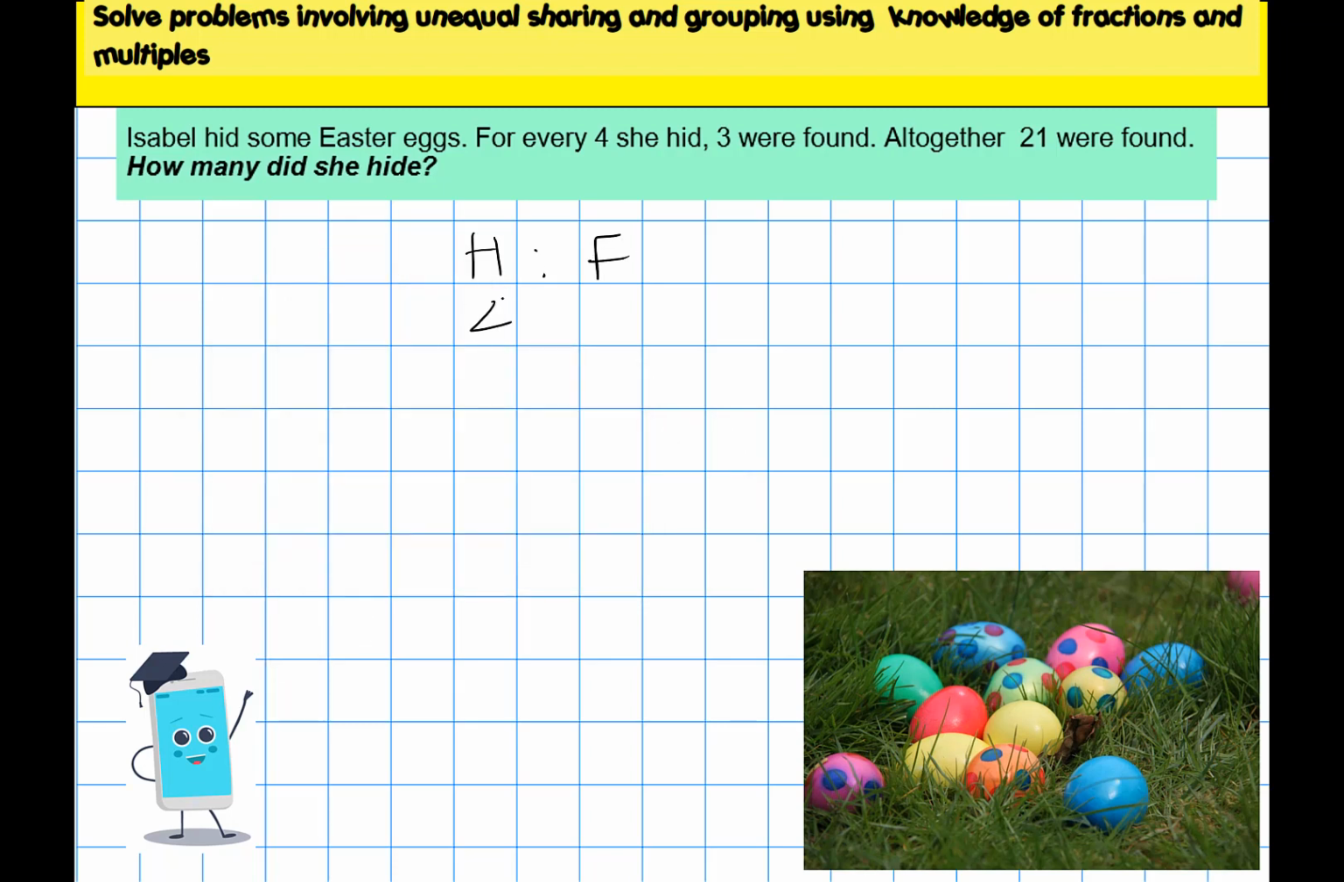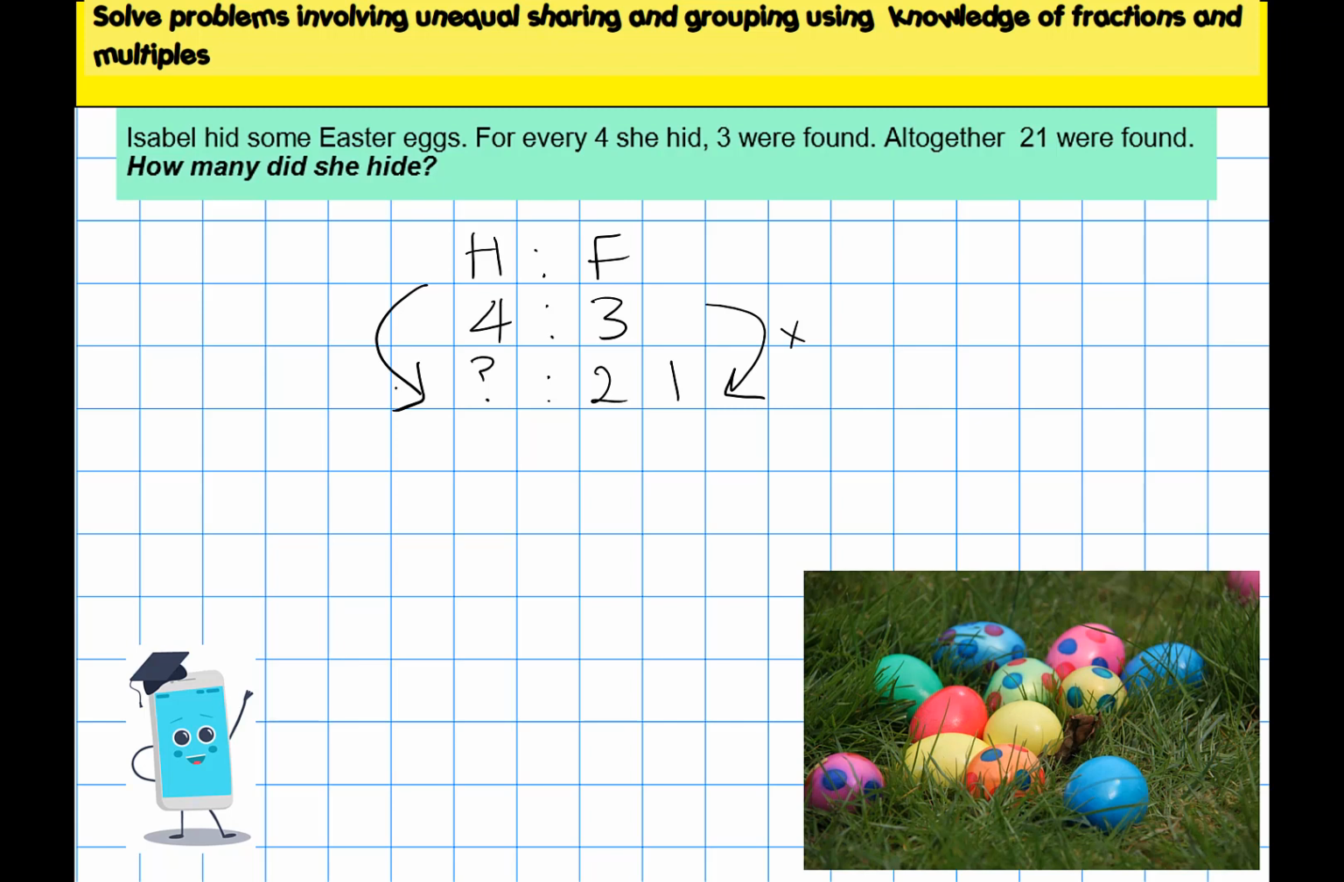For every 4 she hid, 3 were found. Altogether, 21 were found. How many did she hide? This is a simple ratio problem. You have got the information we've plotted down, you've got the clue here, you simply need to find the scale factor here. Once you've got the scale factor, you can apply it here.